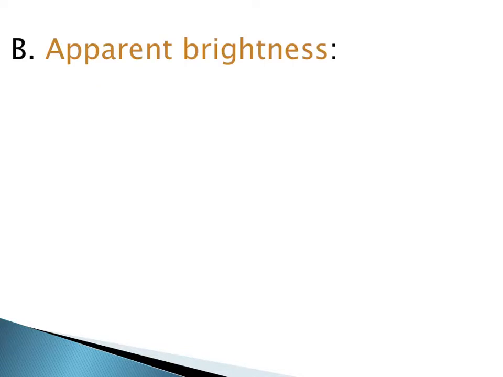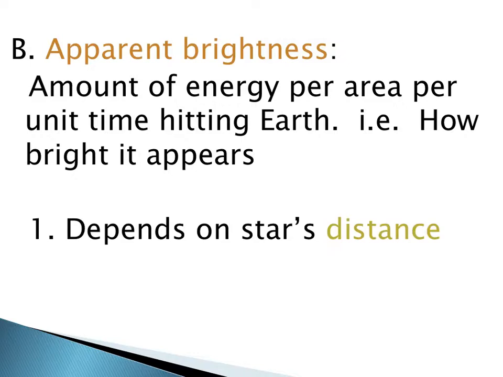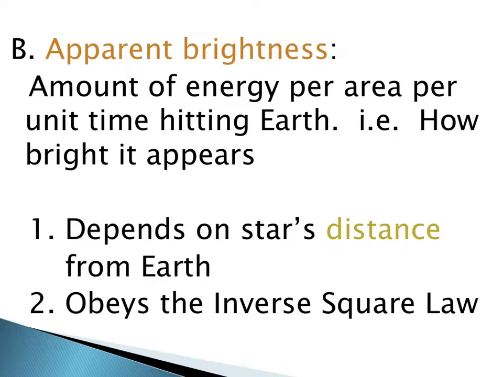Well, there's another type of brightness, and that would be the apparent brightness, which, you guessed it, depends on how far away that star is from the Earth. So it's the amount of energy hitting the Earth. And it does depend on the distance, and if you may remember from previous chapters, this little thing called the inverse square law.